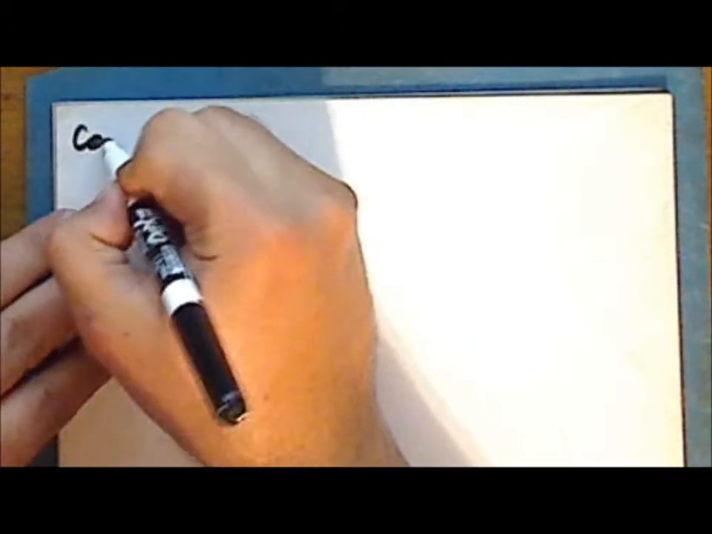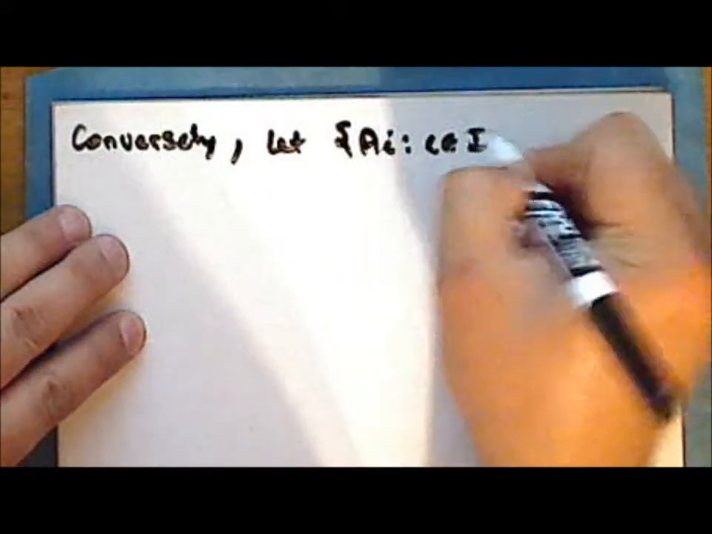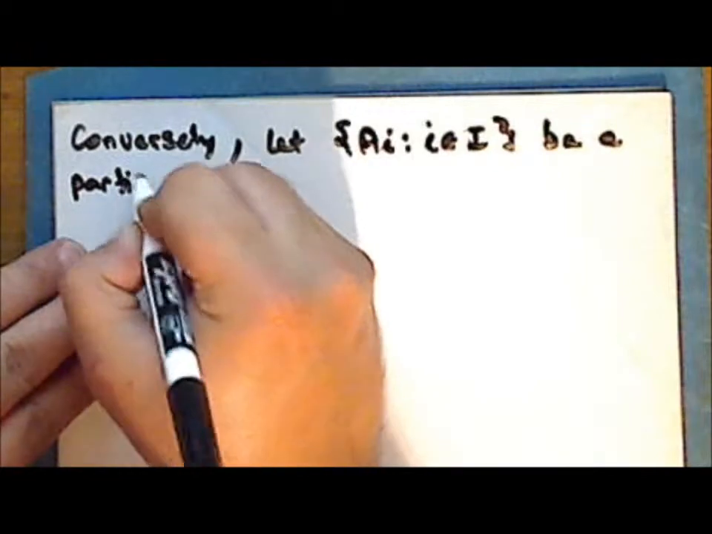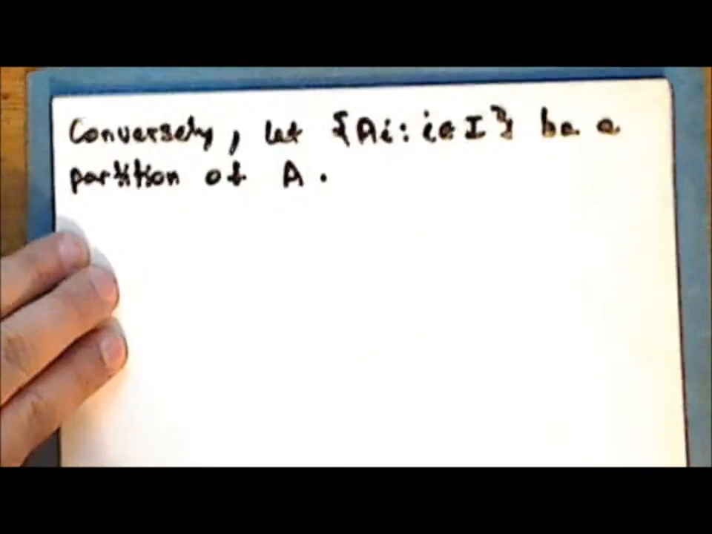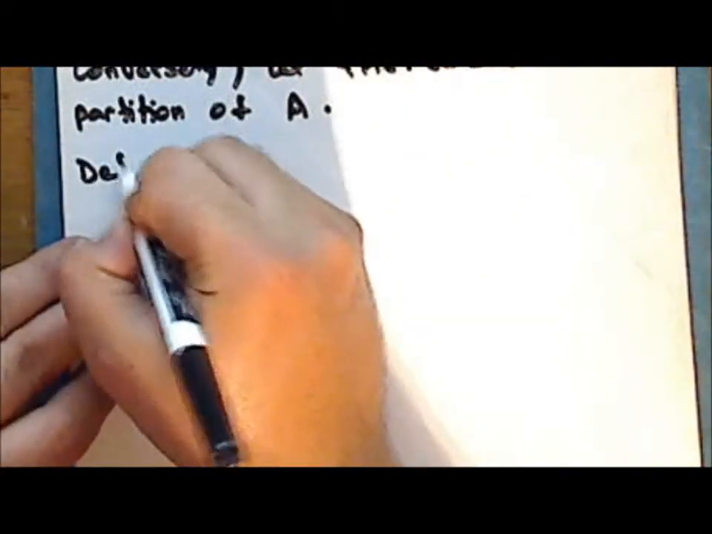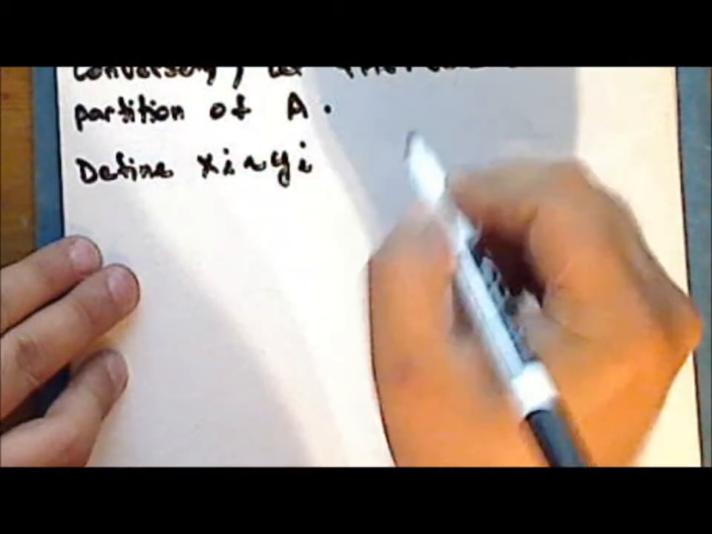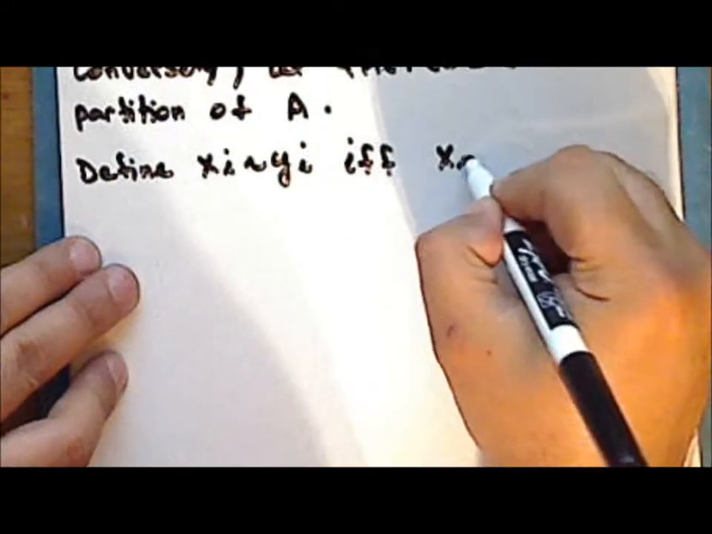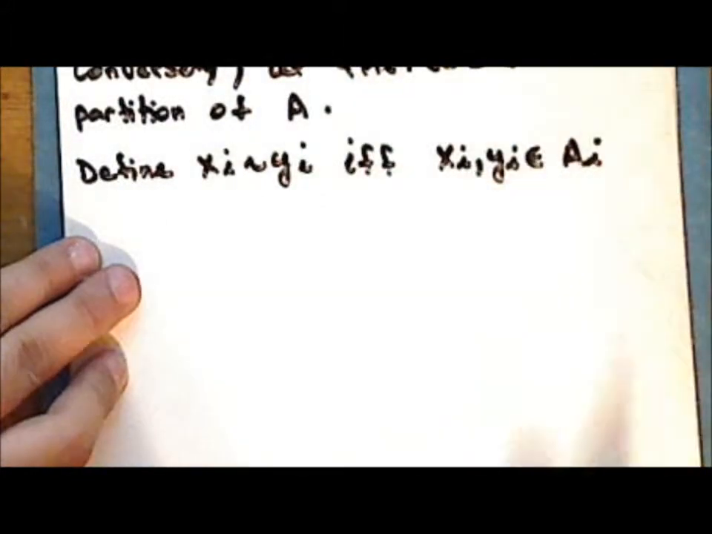So we'll look at the converse. So conversely, let the collection A sub i, for i in some index set I, be a partition of the set A. Then define two elements to be equivalent if and only if both are in the same subset in the partition.